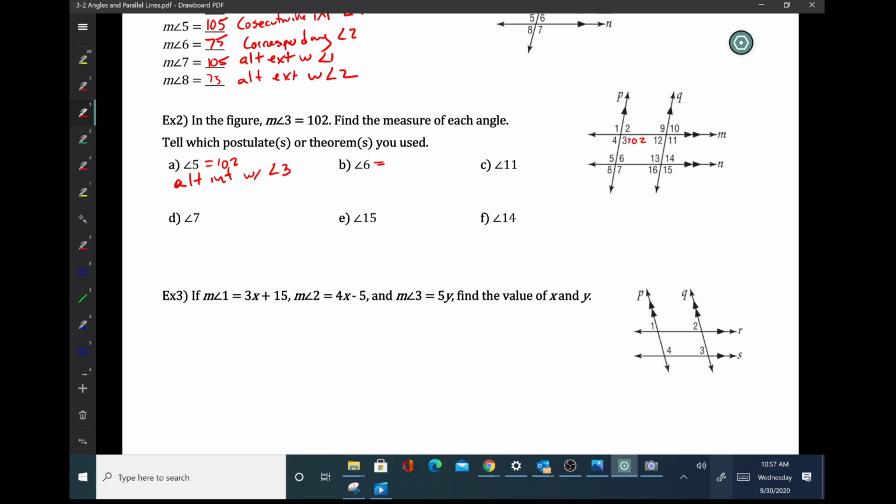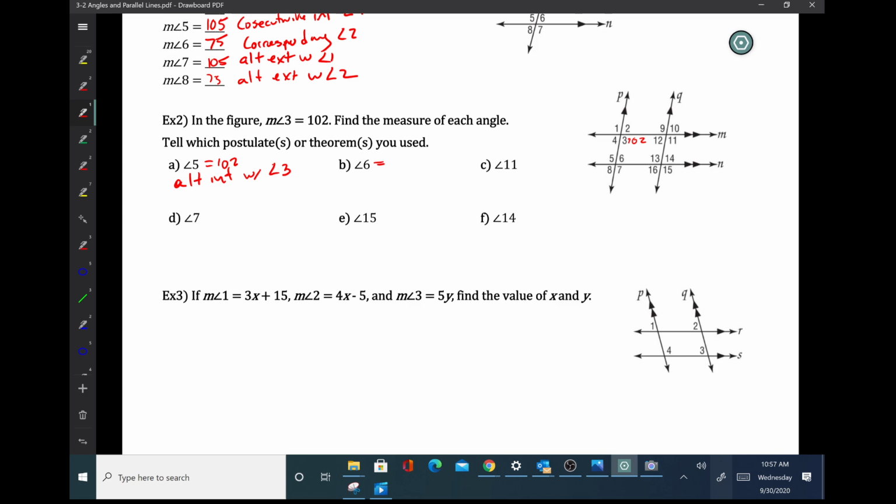I guess not. They're not the same. They don't even look the same. Angle 3 is an obtuse angle. Angle 6 is an acute angle. They don't even look the same. Oh yeah. What's the relationship? 3 and 6 do have a relationship.